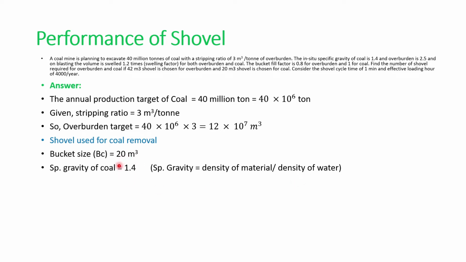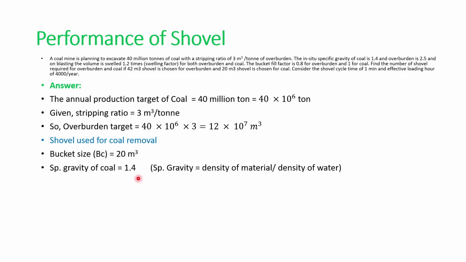So while we are mentioning the specific gravity, the unit is not written because we are dividing by 1 ton per meter cube. The density of water is always 1 ton per meter cube, and we are dividing the density of the material by the density of the water. So while writing specific gravity, the unit is not mentioned.